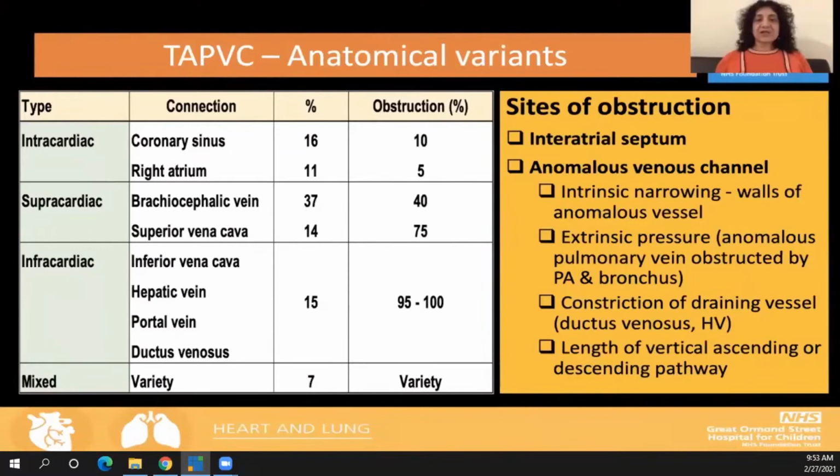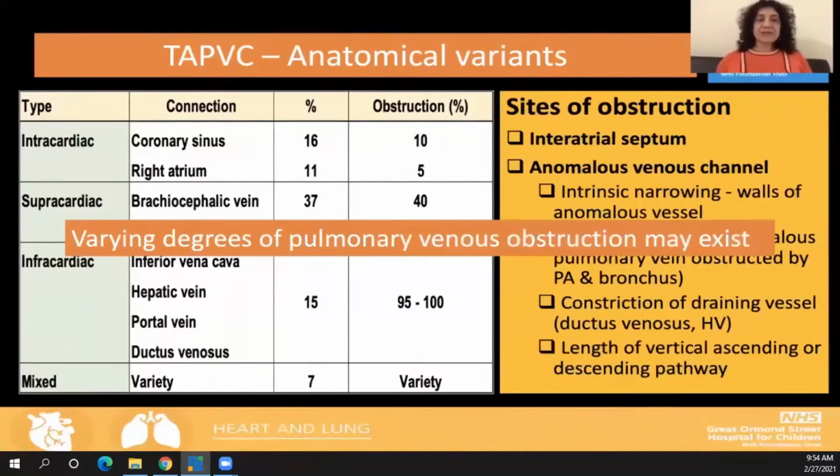The sites of obstruction include the interatrial septum or the anomalous venous channel, and there can be intrinsic narrowing within the walls of the anomalous vessel or an extrinsic pressure, such as an anomalous pulmonary vein that is obstructed by the pulmonary artery and the bronchus, or there can be constriction of the draining vessel like the ductus venosus or the hepatic vein, and there can be any obstruction anywhere along the length of either the vertical ascending or the descending pathway. It's also important to remember that there are varying degrees of pulmonary venous obstruction.